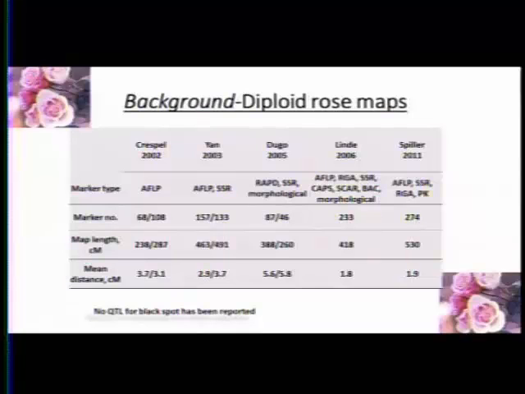To give you a general idea, over time people have increased the number of markers used to create the map, and also increased the map length a little, because with more markers you have better coverage of your genome. The mean distance has also decreased. However, so far with so many genetic maps published for roses, whether diploid or tetraploid, still no QTL for black spot has been reported, and this is our interest.